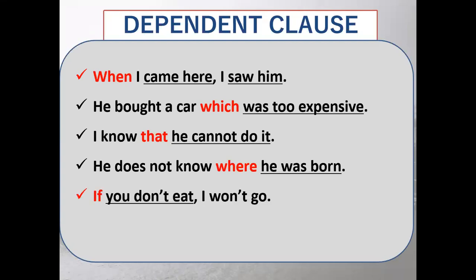If you don't eat, till here, it is again not giving you complete sense, until you add "I won't go." So this "I won't go" can stand alone and give you full-fledged meaning. This is independent. And the one which cannot stand alone and needs something else to complete its sense or meaning is called a dependent clause.